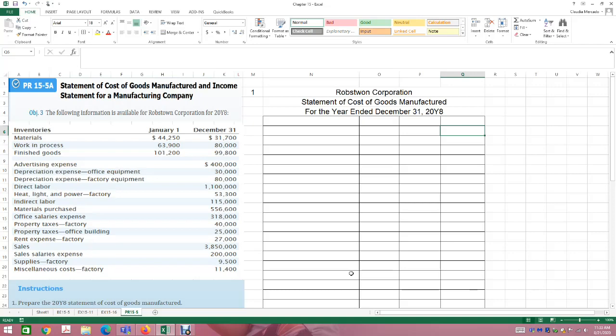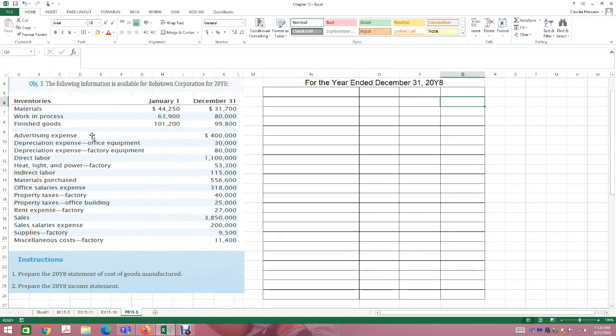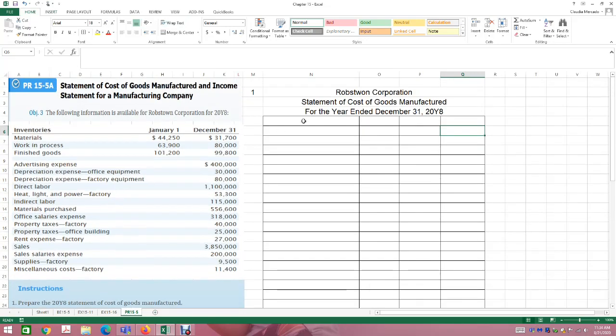So it says the following information is available for Robstown Corporation. Then they give you a whole bunch of information. This is the beginning of the year and as of the end of the year. So as of January the 1st balances, December 31st balances. Instructions: using the information provided here, we have to prepare a statement of cost of goods manufactured, and then we have to prepare an income statement. So the first thing we're going to do is prepare our statement of cost of goods manufactured.